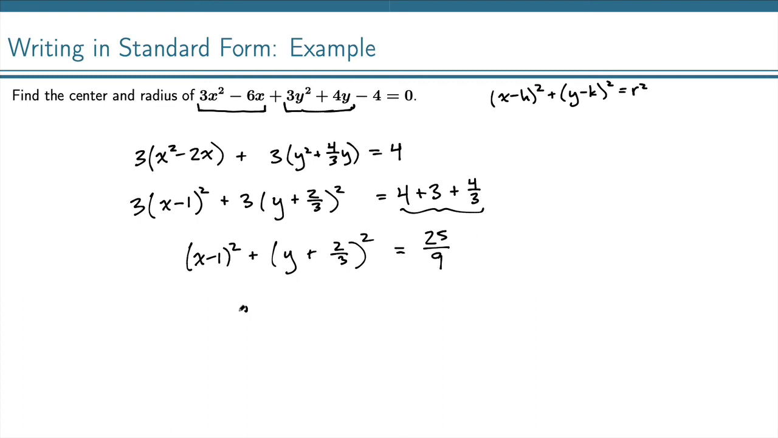We can find the center. The center here is, well, we've got 1 and negative 2/3. And our radius is, well, over here, it's the square root of this number. So that's 5/3.